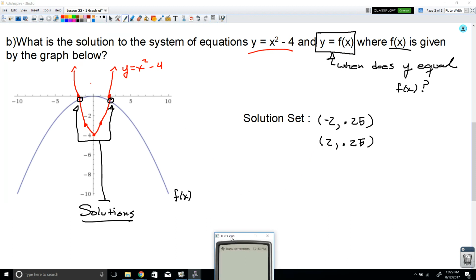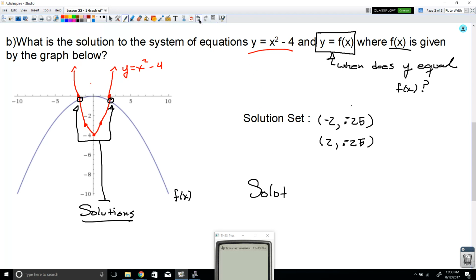So this is the solution set. We got 2 solutions, negative 2 comma 0.25. And yeah, there's a little mistake here. It's not 0.25, but negative 0.25, because it's right here. Sorry about that. This is negative 0.25, because it is on the y-axis and we're going down, so that's negative 0.25. All right, so we got 2 solutions. That is a solution set, but let's actually write it out.